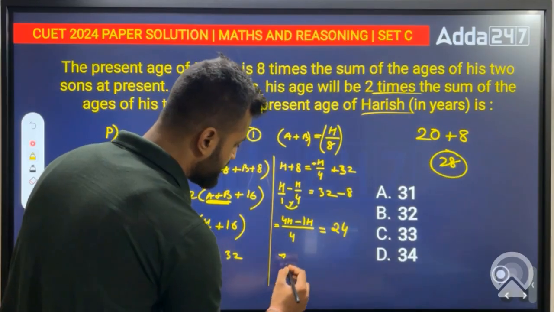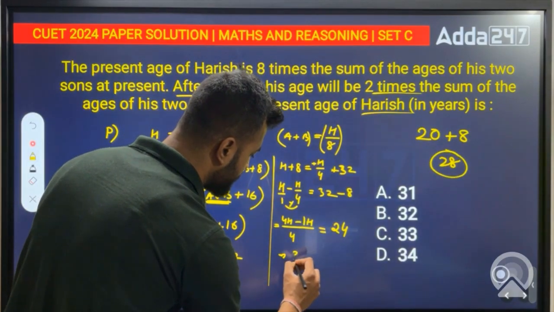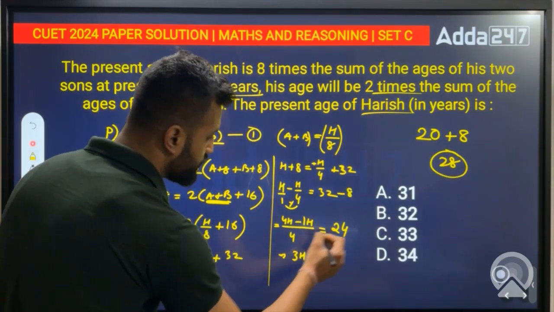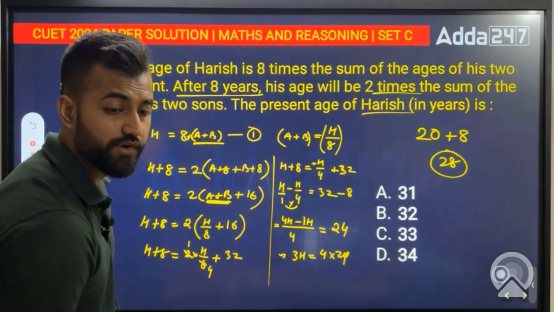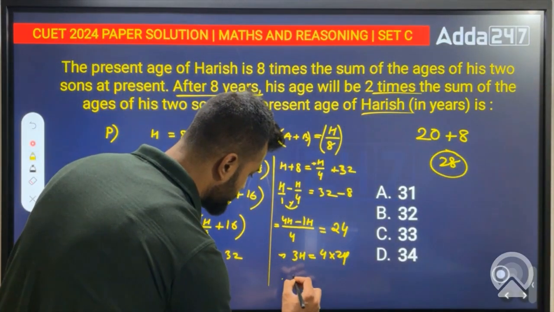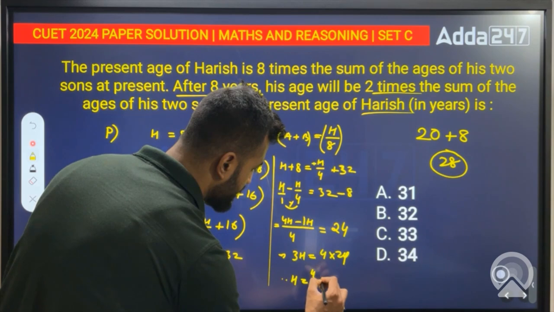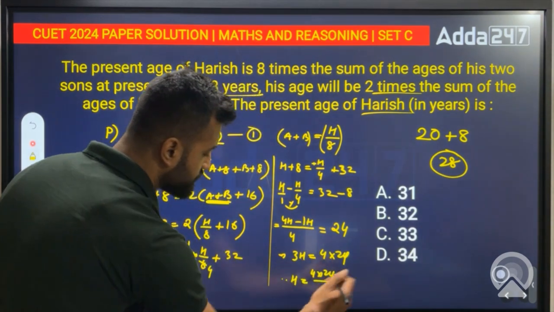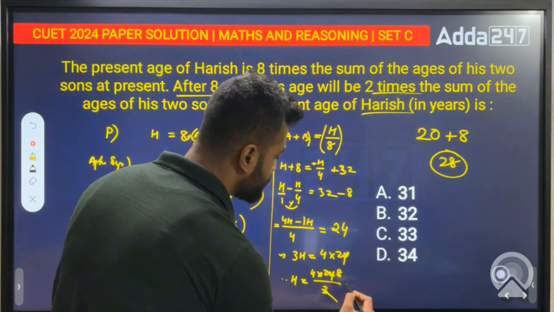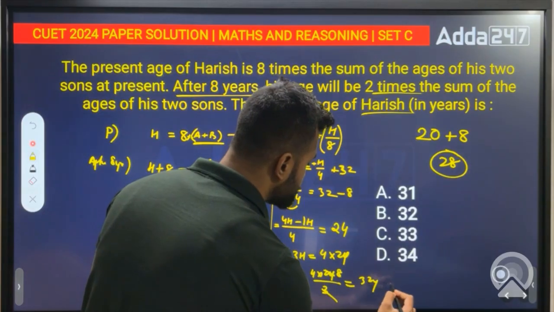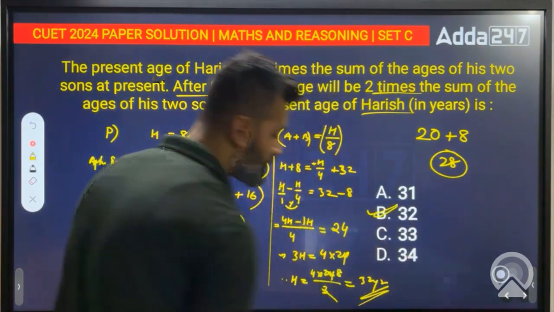This 4 goes there, so this will get multiplied out there. So we have 3H equal to 4 into 24. I am writing 4 into 24 because when I take this 3 there, this 24 gets cancelled out. So therefore H will be 4 into 24 divided by 3. Cancel: 3 8s are 24, 8 4s are 32. So Harish is 32 years old, option number B we have got.